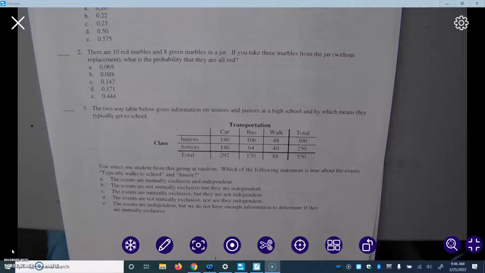A, the events are mutually exclusive and independent. B, the events are not mutually exclusive but they are independent. C, the events are mutually exclusive, but they are not independent. D, the events are not mutually exclusive, nor are they independent. E, the events are independent, but we do not have enough information to determine if they are mutually exclusive.